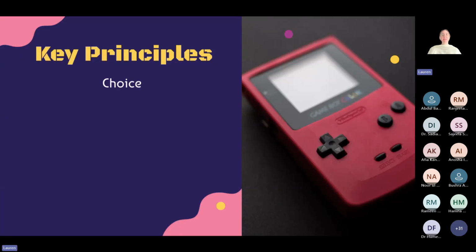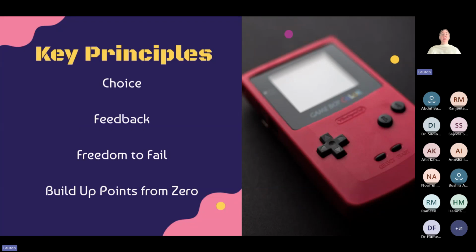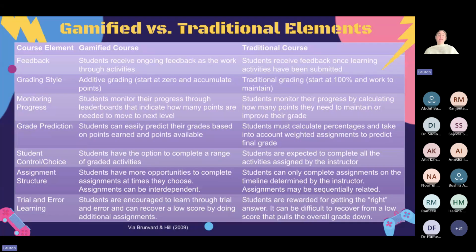Okay, so there are 4 key principles. The first is choice. The second is feedback. The third is freedom to fail. And the fourth is building up points from 0. So let's look at this table that compares gamified and traditional course elements, and it'll give you an idea of how those four key points come through. So the first row is about feedback.